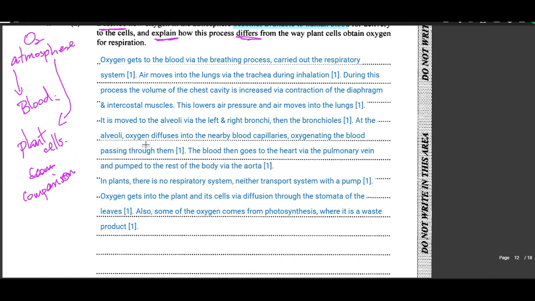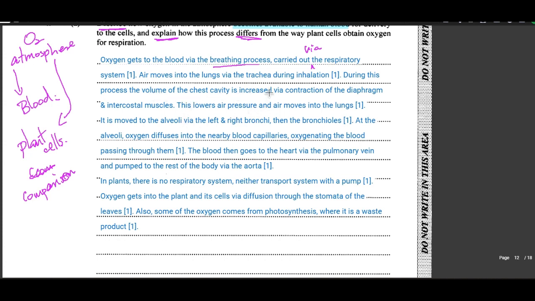The first part you want to talk about is describing how oxygen gets from the atmosphere to the blood. First, you give a little summary opening: oxygen gets to the blood via the breathing process carried out via the respiratory system. So you give the whole summary one time. And now you're going to walk through the process. First, air is going to move into the lungs via the trachea during inhalation. And then you describe inhalation, right? What's happening during inhalation? What is the respiratory system doing in order to facilitate inhalation?